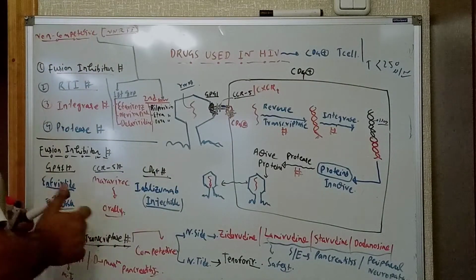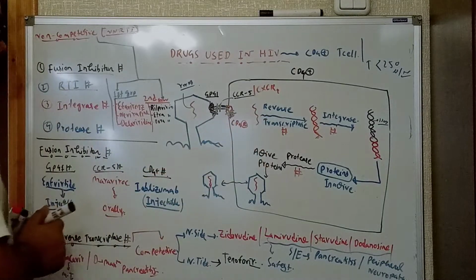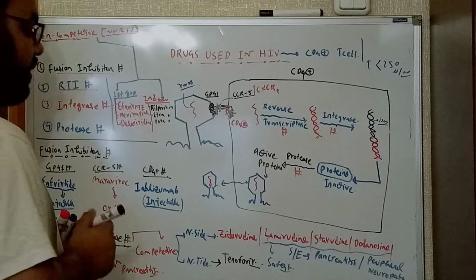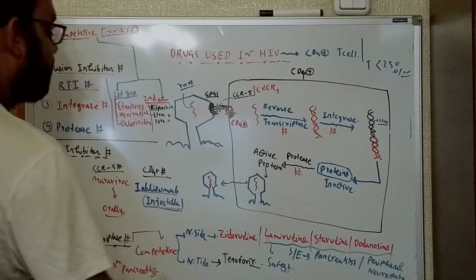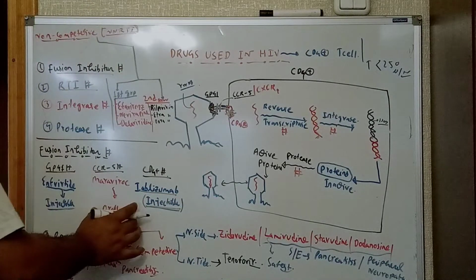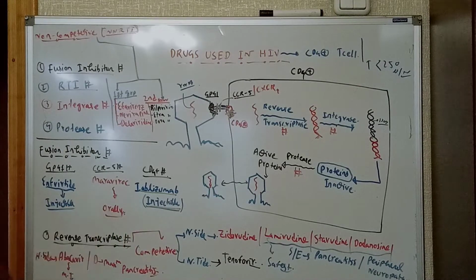Then the third thing, we can also inhibit these CD4 receptors over here. Here we can use ibalizumab. Whenever we use ibalizumab, it is also injectable. We can use this type of drug over here. Maraviroc we can give orally, and this one we can give by injections.